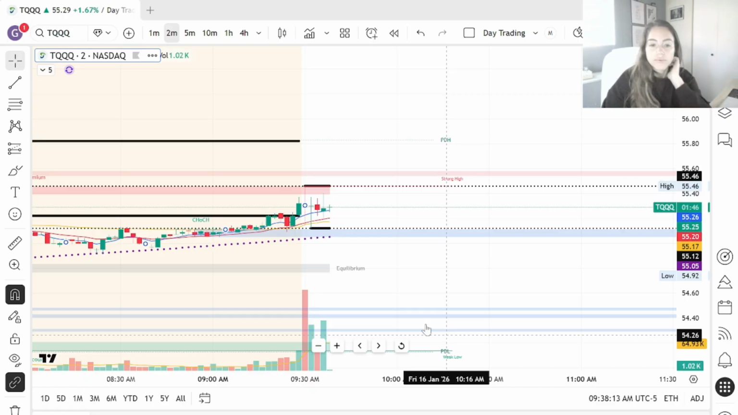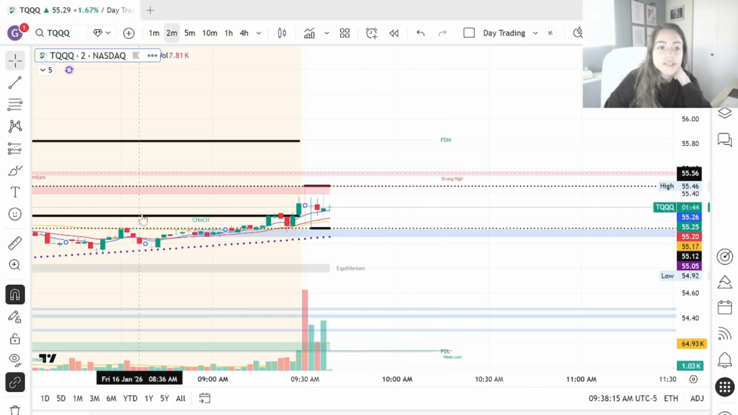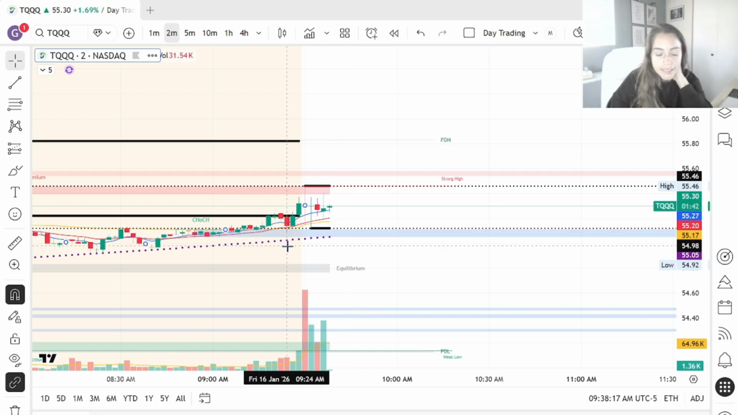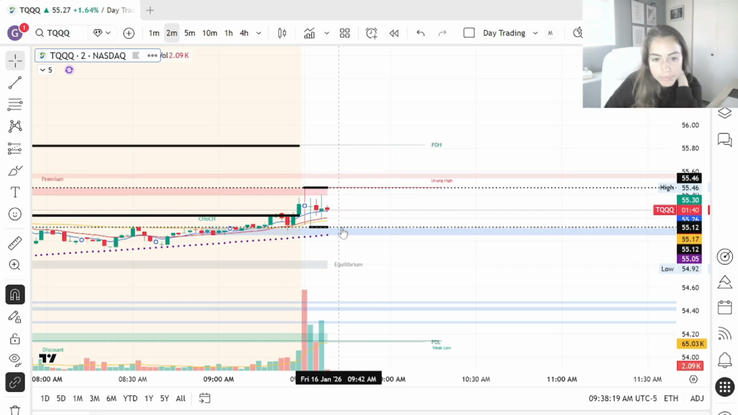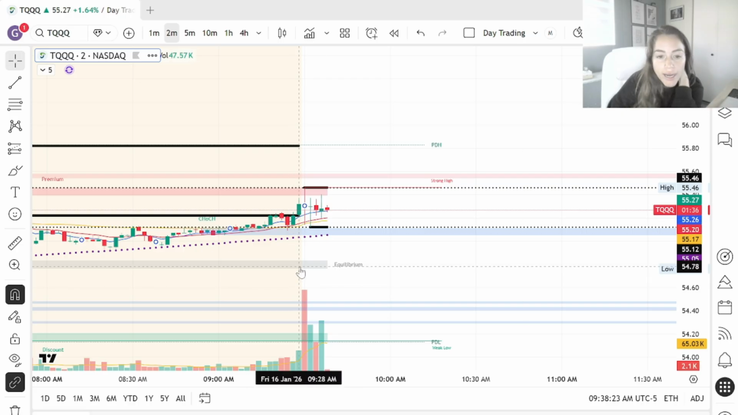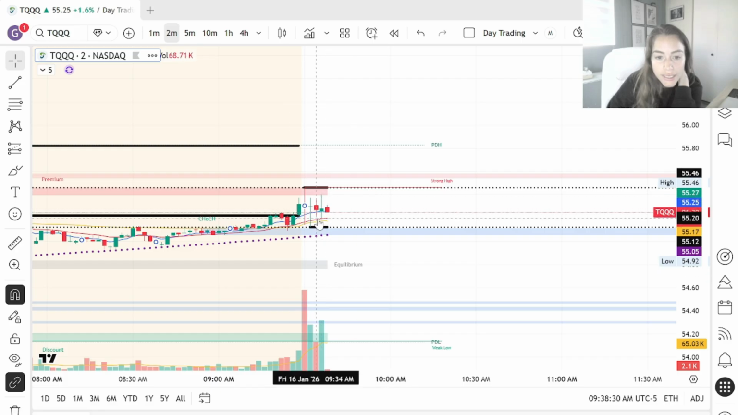So what are we looking at right now? TQQ looks like it's going to be possibly pushing up. It's too early to determine. What I see are these three indicators and the candles kind of trying to ride those indicators.